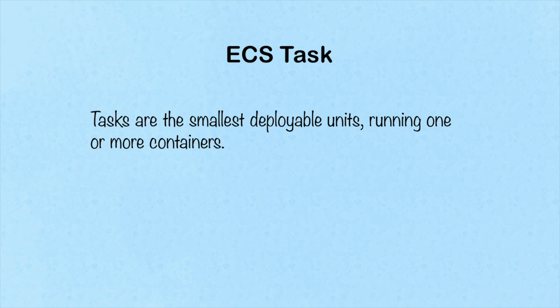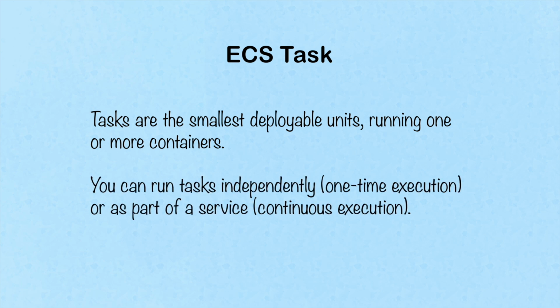A task is a running instance of a task definition. It can contain one or more containers that work together as a unit. Tasks are what actually run your application inside the ECS cluster. Each task has its own set of containers, storage, and network settings. You can run tasks independently or as part of a service.